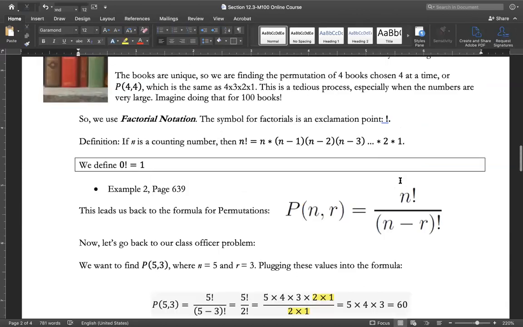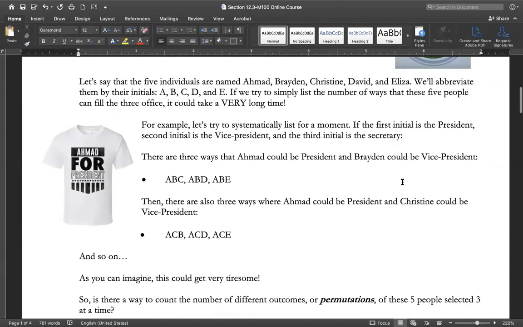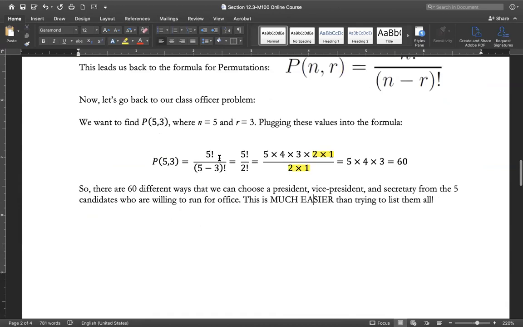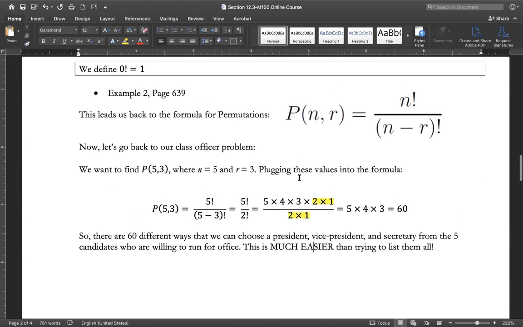Now, when we started listing up here the number of different ways that we could get 3 officers out of the 5, I'm sure none of you imagined that it would be as many as 60 different ways that we could elect a president, vice president, and secretary. So you can see it would have taken a long time. It would have been very difficult. We probably would have made mistakes along the way. Okay? So it's much easier to simply find out the number using the formula than it is by trying to list them all and count them out.